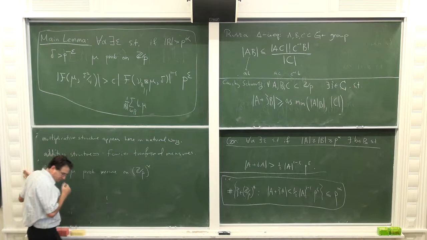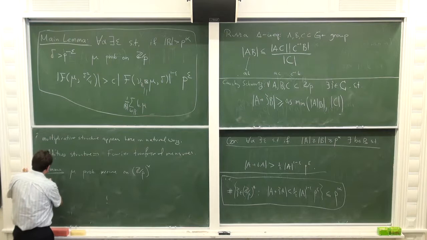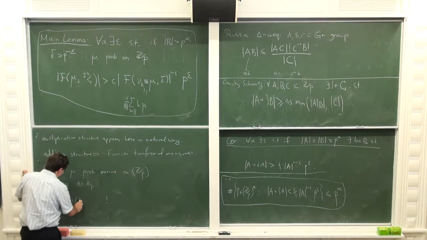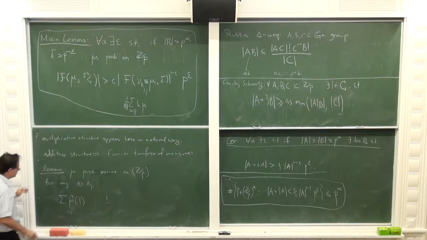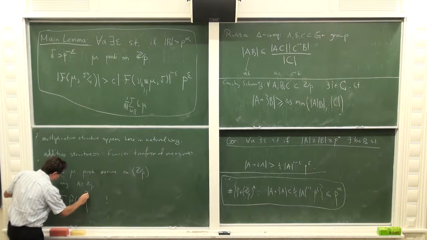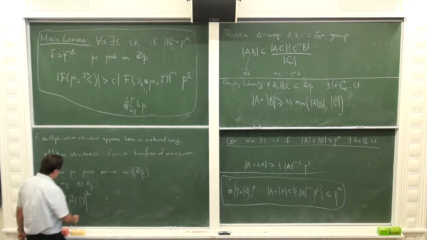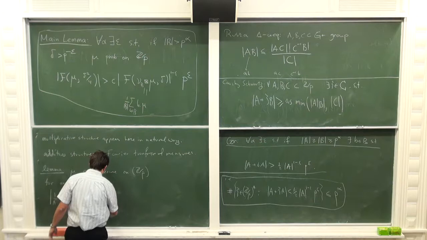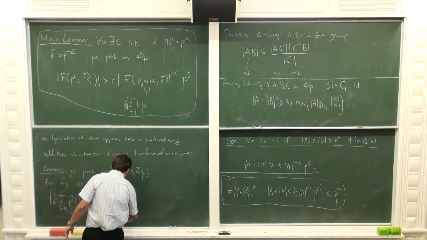Actually, I could take it on Z modulo P. So for any set A inside Z modulo P, I can look at the suppose A is a set where the Fourier coefficient is large, maybe even large in the same quadrant of the complex plane. So this average should be large. Well, it turns out that it's always bounded by, you don't even have to put absolute values here.